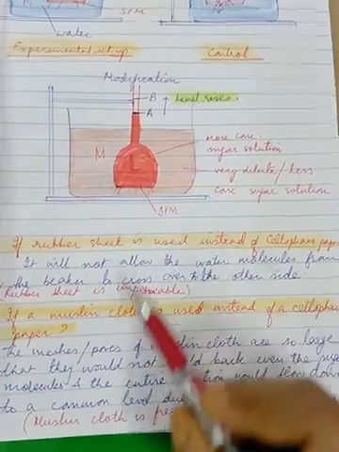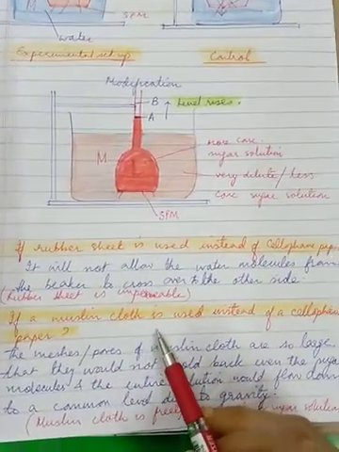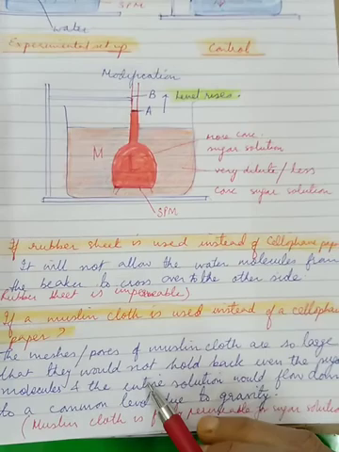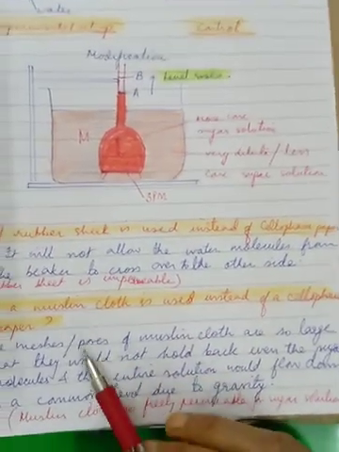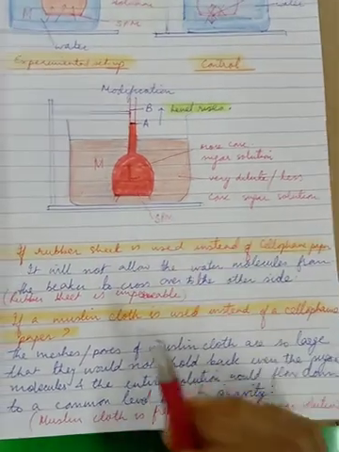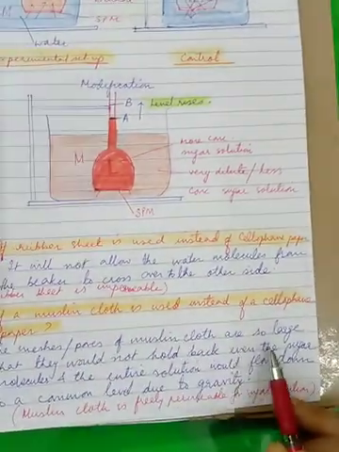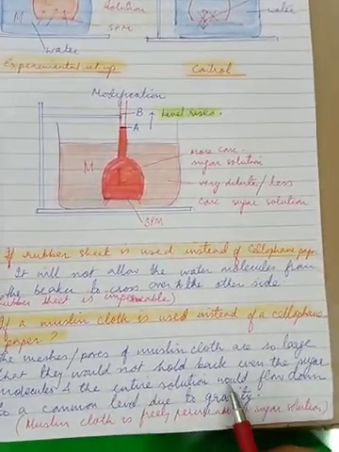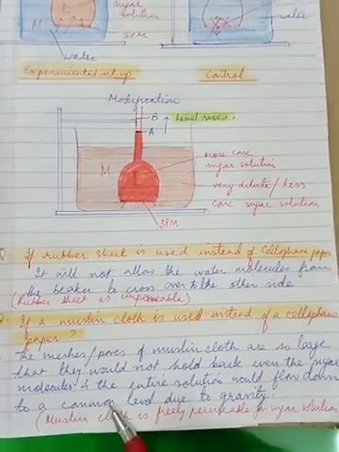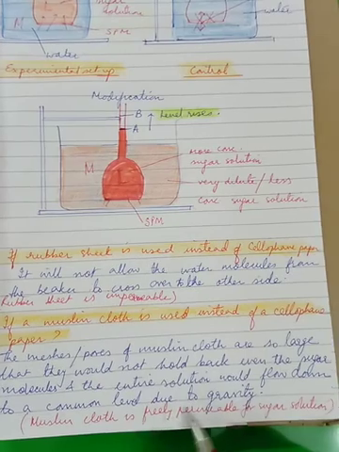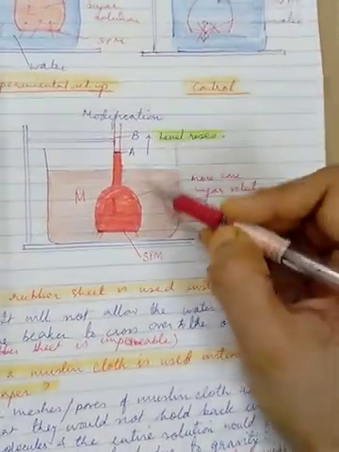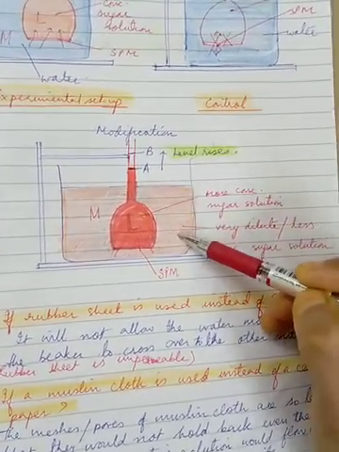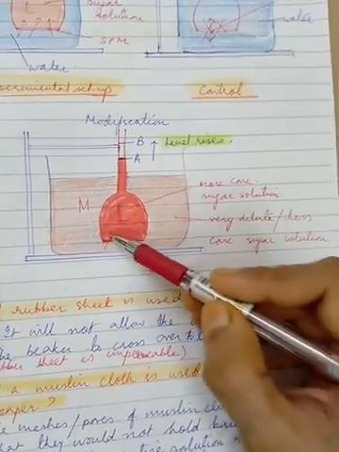Another question. If the membrane used is a muslin cloth, which has a large amount of pores, and they're bigger in size, what happens if we use a muslin cloth instead of a cellophane paper? The pores of muslin cloth are so large that they would not hold back even the sugar molecules, and the entire solution would flow down to a common level due to gravity. So muslin cloth is freely permeable for sugar solution. Suppose here there is highly concentrated sugar solution inside and less concentrated sugar solution outside, and this is a muslin cloth.